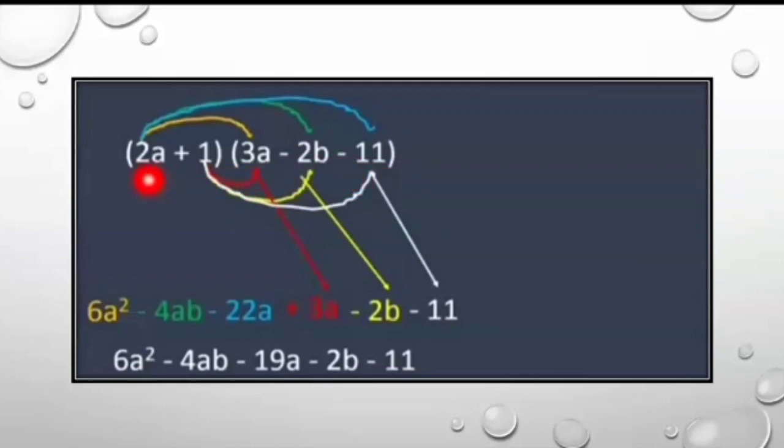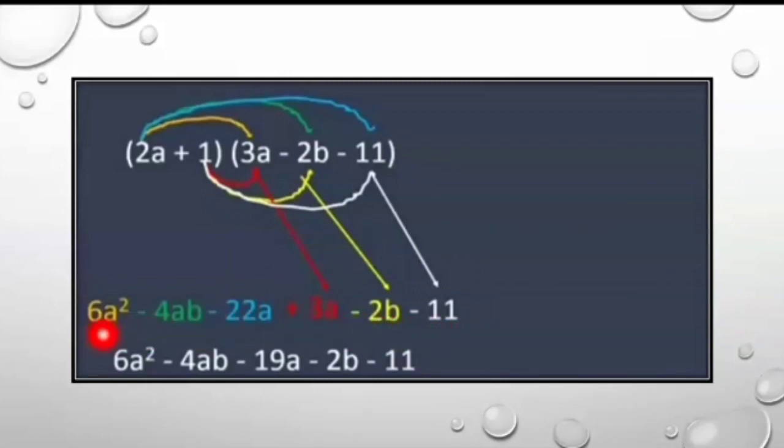Let's multiply 2a. First multiply with 3a will be equal to 6a square. 2a multiplied by minus 2b will be equal to minus 4ab. 2a multiplied by minus 11 will be equal to minus 22a. Now we will multiply 1 with 3a. 1 multiplied by 3a will be 3a. 1 multiplied by minus 2b will be equal to minus 2b. 1 multiplied by minus 11 will be equal to minus 11.